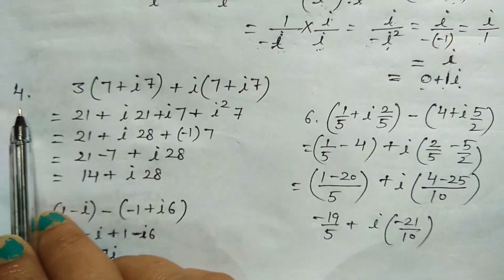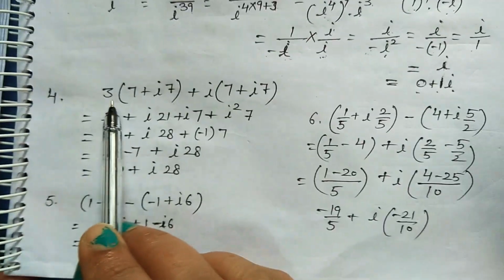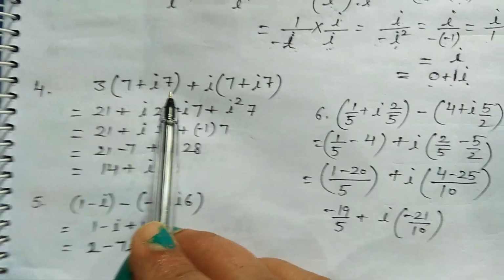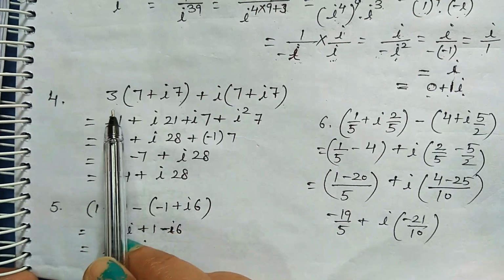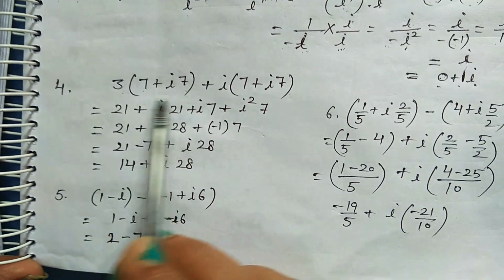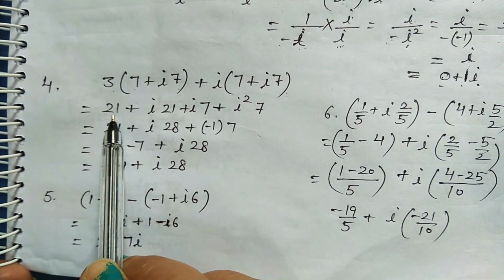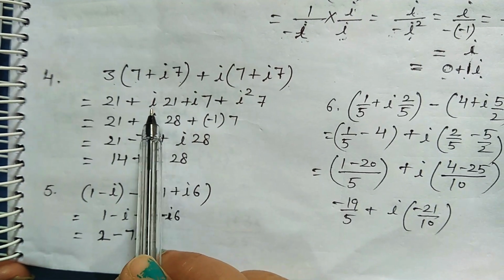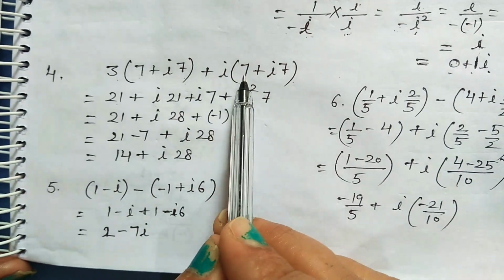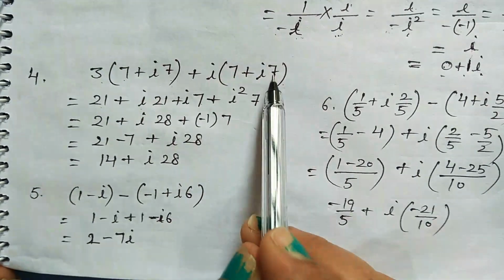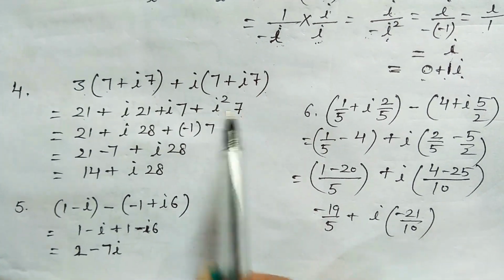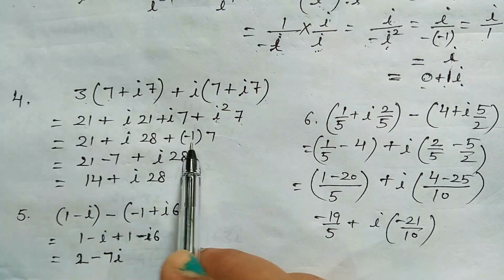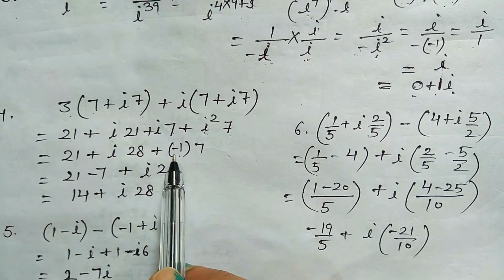Now come to the fourth question. 3 into 7 plus iota 7, plus iota into 7 plus iota 7. So by using the distributive property, we can multiply these. 3 into 7, 21. 3 into 7, 21 iota. Iota is here. Iota into 7, iota 7. Iota into 7 iota. Iota into iota, iota square into 7. We know that the value of iota square is minus 1. So we can write minus 1.